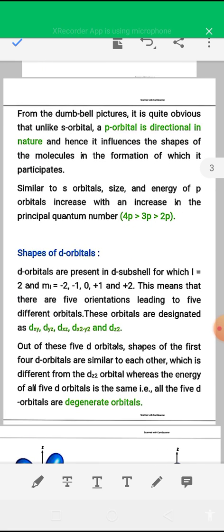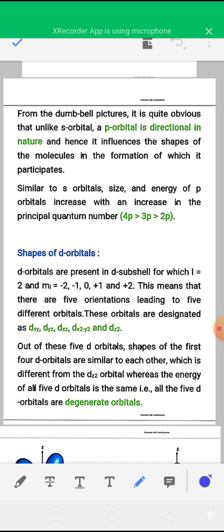From the dumbbell picture, it is quite obvious that unlike the s orbital, a p orbital has directional nature, directional property. Now see the size of different p orbitals. As the value of principal quantum number increases, the size of the p orbital also increases. So the size of 4p is greater than 3p, which is greater than 2p.